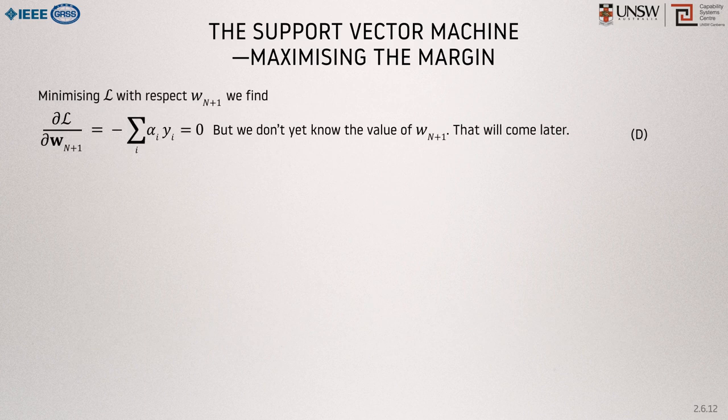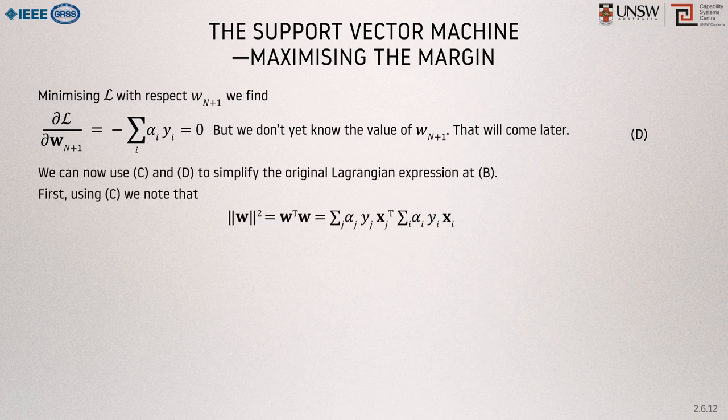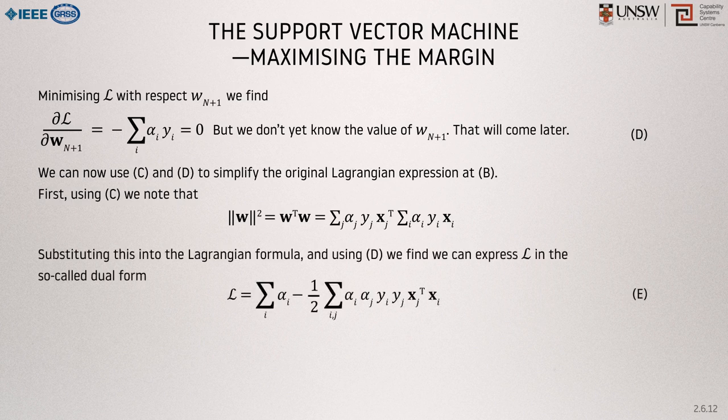We also have to minimize the Lagrangian with respect to the offset w subscript n+1, which we do on this slide. However, note that this gives us another interesting condition, namely that the sum over all the training pixels, sigma i of alpha i y i, is equal to 0. Note also from our previous equation C, we get the helpful formula for the square of the weight vector norm as shown in the center of this slide. Our previous Lagrangian formula using the new equation D gives us the expression in equation E.